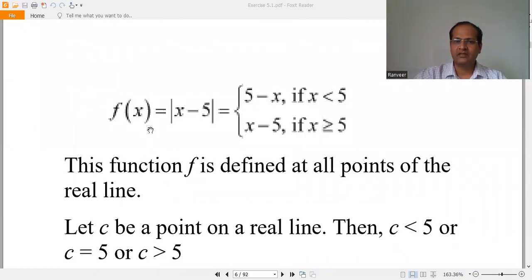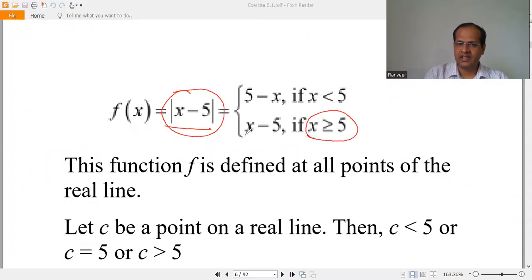Now this is a modulus function, and in the case of a modulus function, first of all we have to define the modulus function. So for |x minus 5|: x is greater than or equal to 5, this is x minus 5; x is less than 5, this is 5 minus x. Once we draw the graph of this one, then we can tell whether the function is continuous or not.